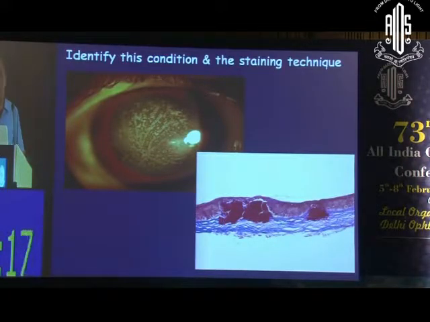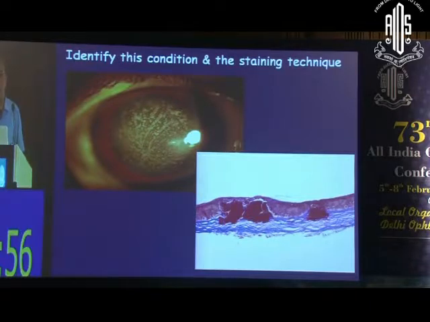Now where are the deposits in granular corneal dystrophy seen? Which part of cornea? Anterior stroma. So that's where you see these deposits. You have these deposits mainly in the Bowman's membrane and the anterior stromal region. And what stain do you do? Masson's trichrome. Very good. And so that's a positive Masson's trichrome stain, confirming the diagnosis for granular corneal dystrophy.